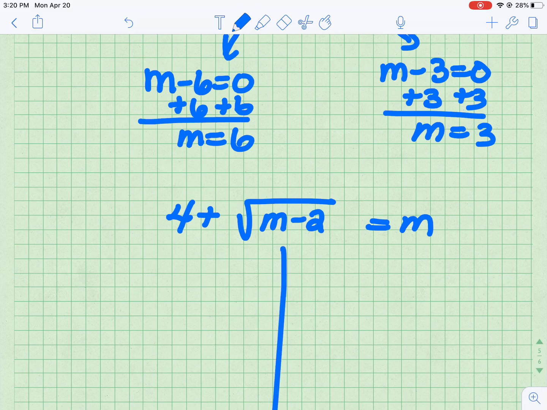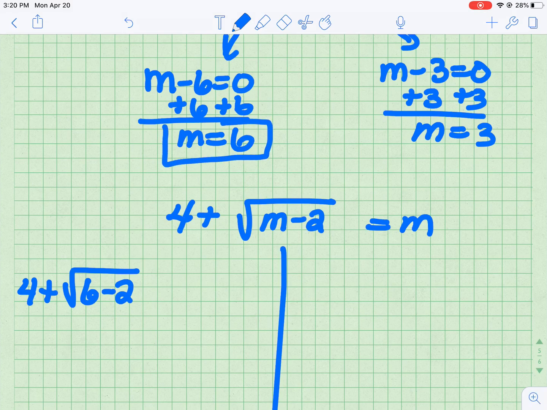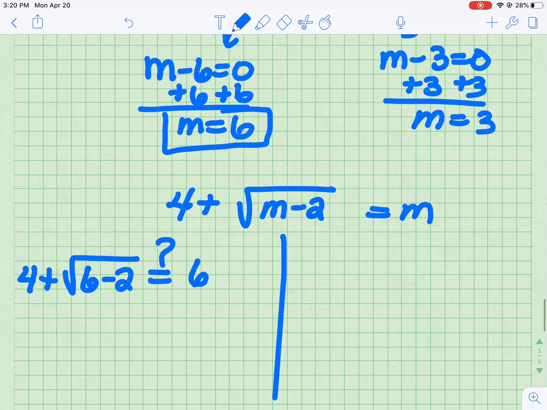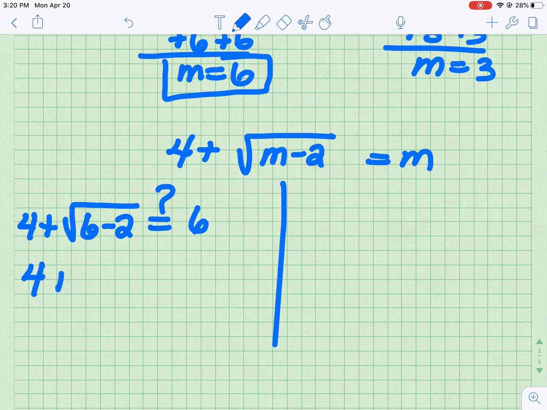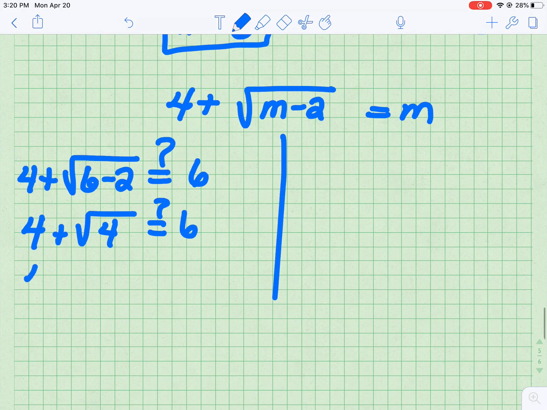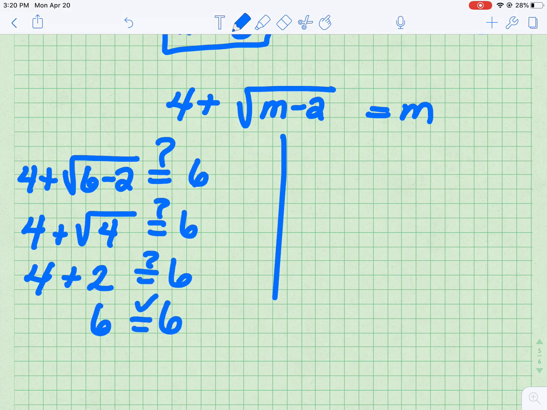I'm first going to check it with the 6. So 4 plus the square root of 6 minus 2. I'm just replacing the m's with 6's because we think this is the answer. So I'm going to ask myself, is this true? Putting a question mark to remind myself I don't need to move it to the other side of the equation. So then we have 4 plus the square root of 4. Does that equal 6? And again, you might be able to do this in a little shorter way. That's kind of up to you. 4 plus the square root of 4 is 6. Does that equal 6? Yes, it does. So that is not an extraneous solution.